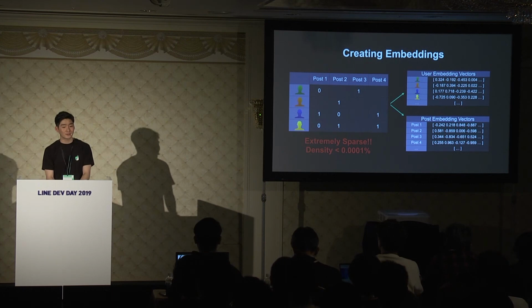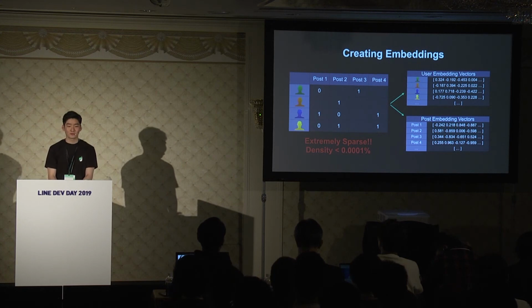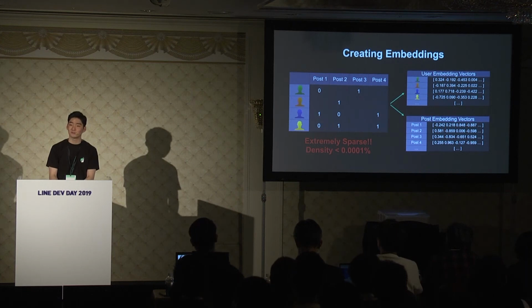The user post matrix is extremely sparse, with the density being approximately 0.0001%. This means 99.9999% of the cells in the matrix are empty. Therefore, the number of interactions per user compared to the number of posts is too small to be able to define user preferences just based on their interaction histories.